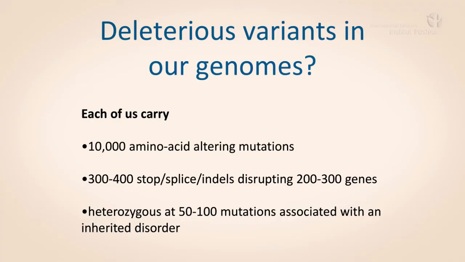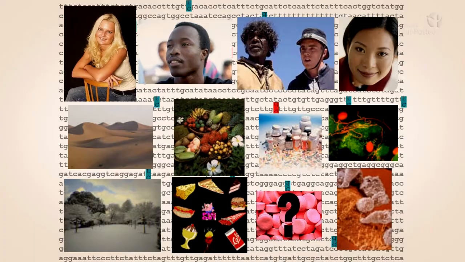So what have we learned about these levels of genome diversity? We know today that each of us differs from the so-called human reference sequence by at least 10,000 mutations that change the amino acid sequence. And each of us can carry even 100 mutations that have already been associated with a genetic disease, fortunately in the heterozygote state. That's why, in most cases, we are healthy.